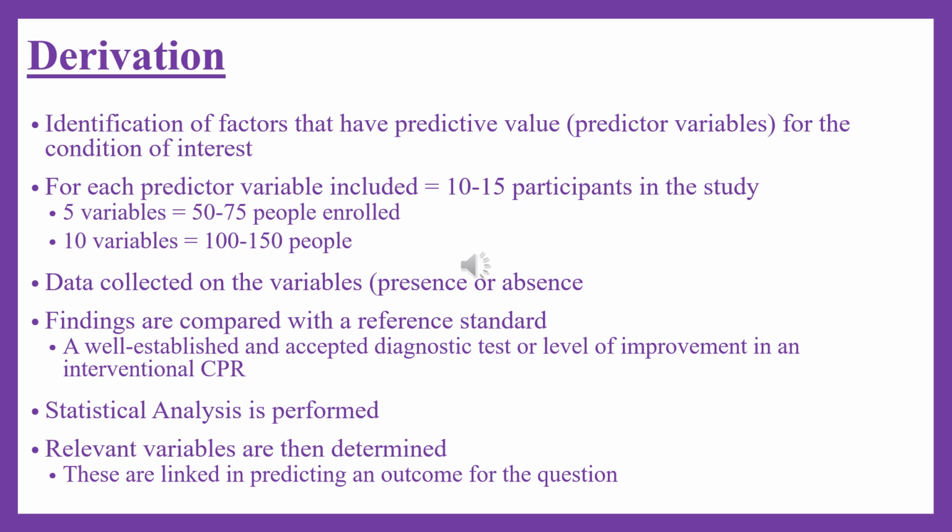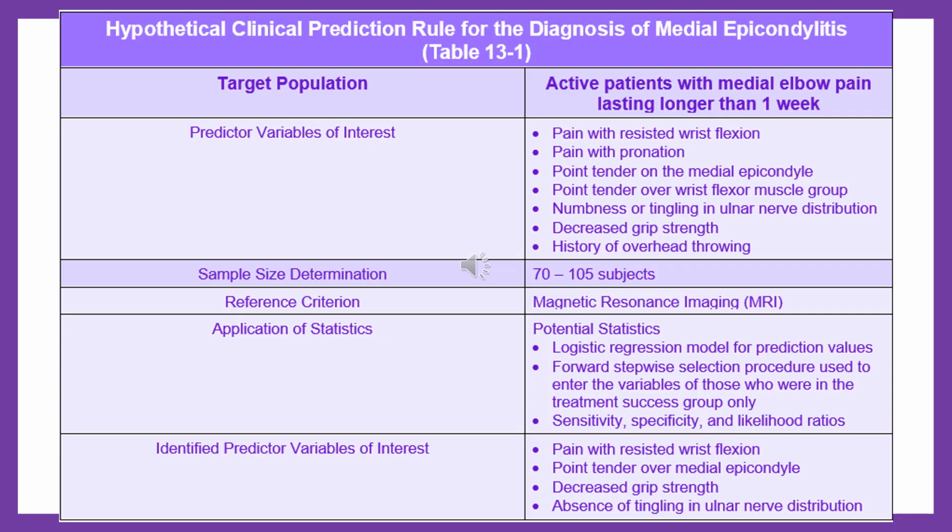Then the relevant variables are determined and factored in, and then we put them all together to perform a predicting equation for whatever outcome is in question. So that is the derivation step. Table 13.1 gives us a really good hypothetical scenario for the step of derivation.